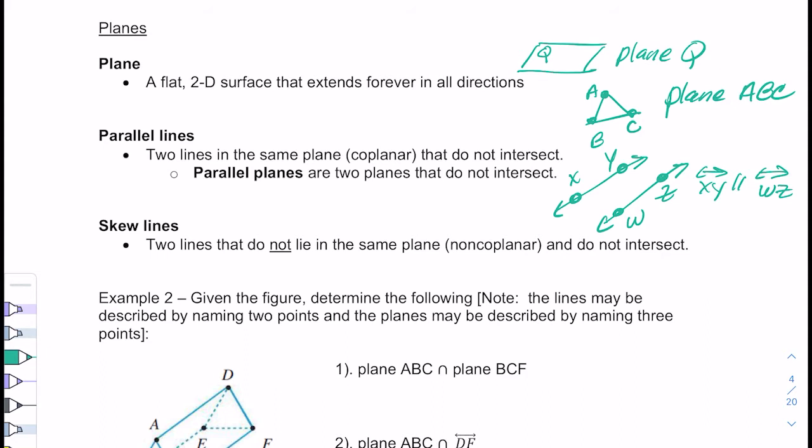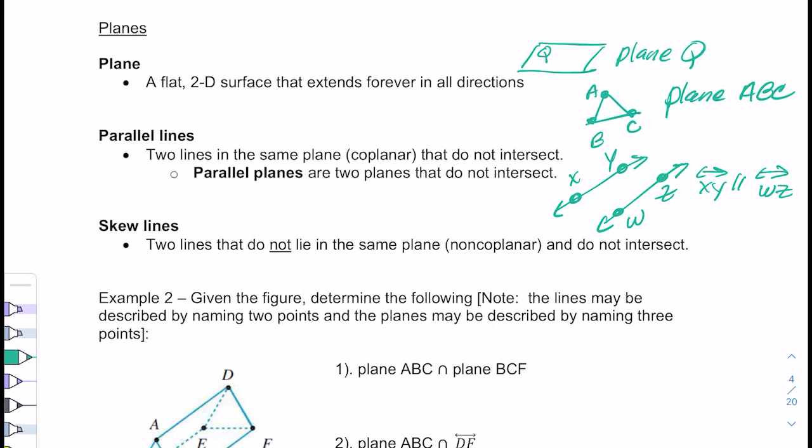They're actually skew lines. So if you've ever driven underneath I-4 or even walked underneath I-4, the road that's going underneath I-4 and I-4 itself, they're skew lines. They're in two different planes, but they're never going to intersect each other.